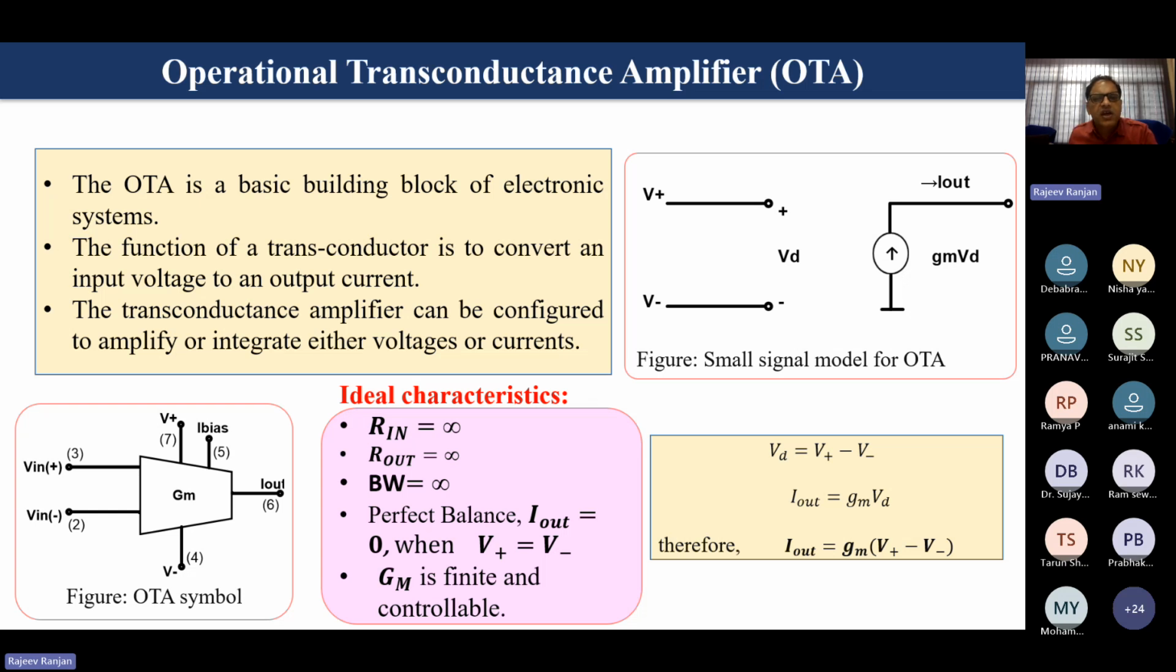So this is the equation of OTA and GM. Also, this GM is a transconductance. So we can tune this GM using the biasing current, this I bias. So GM equal to IB upon 2VT. So I out is proportional to GM in case of OTA.